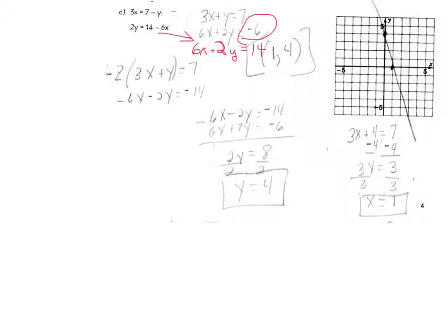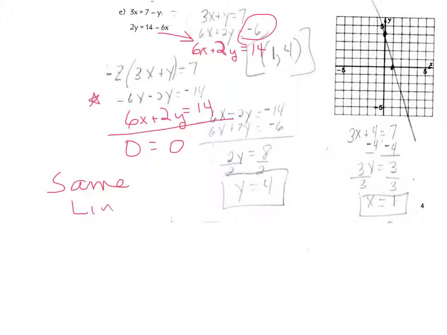Okay, so here this is correct for your first equation. So for your second equation, you would have 6x plus 2y equals 14. And when you add these together, you get 0 equals 0. And when you get a solution that's 0 equals 0, that means you have the same line, and so you have infinite solutions. And you can check that by graphing both lines, and you'll see that they graph to be the same line.